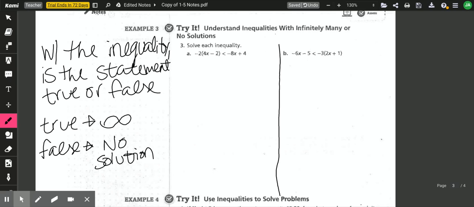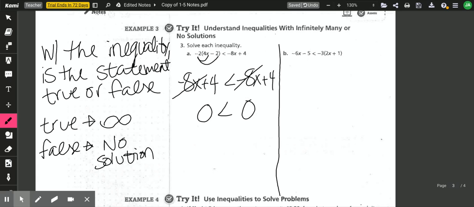If I distribute, I'm going to write them under so I don't run out of space. I'm going to have negative 8x plus 4 is less than negative 8x plus 4. Okay, so look at this. We got the exact same thing on both sides of the equal sign. Or, I'm sorry, of the less than sign. Now, we know our x's will cancel out, and honestly, our 4's will cancel out. We will eventually end up with 0 is less than 0.